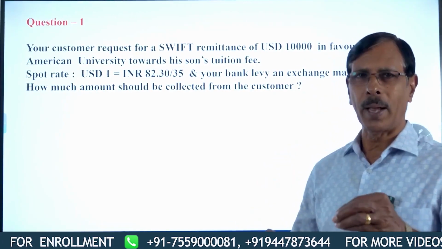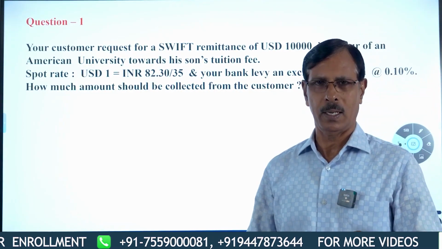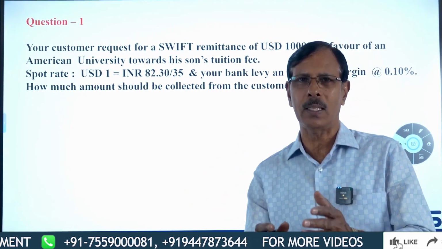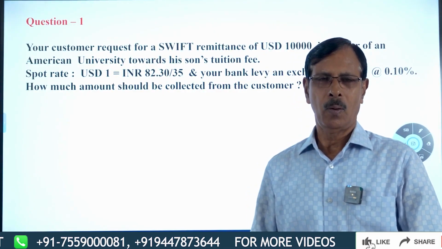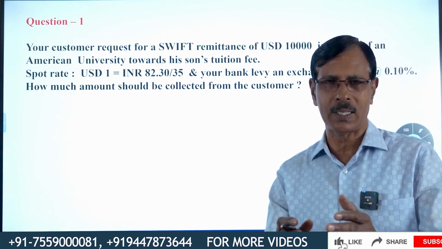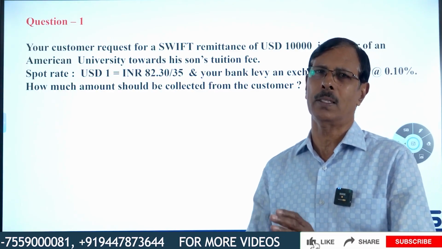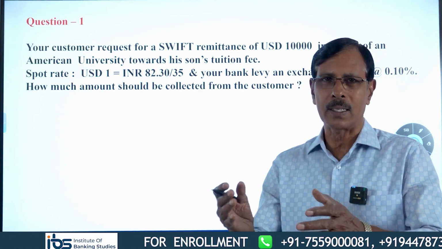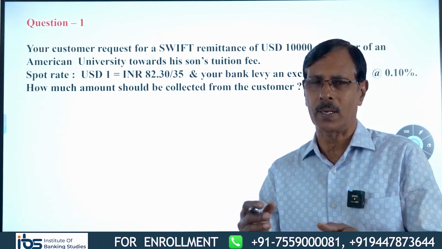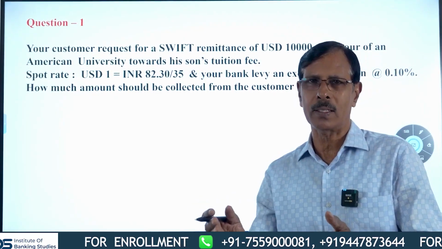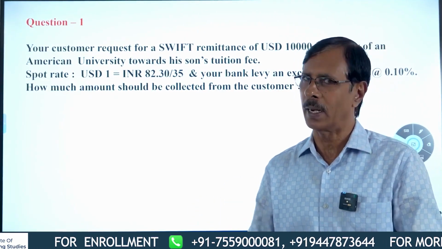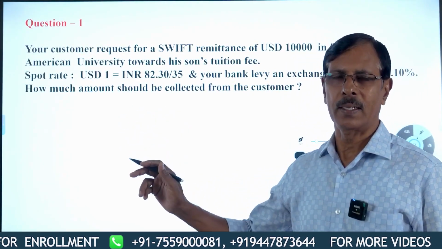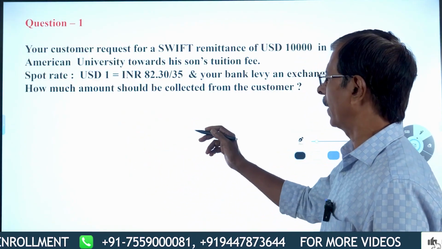So here, what is the bank going to do? The customer is requesting, give me 10,000 US dollar. That means the bank has to give 10,000 USD to the customer, or I can say the bank has to sell 10,000 USD to the customer. So the bank is doing a selling transaction because the bank is giving away foreign currency. If the bank is receiving foreign currency and giving Indian rupee, it is a buying transaction. If the bank is giving foreign currency and collecting Indian rupee, it is a selling transaction. So no doubt this is a selling transaction, and since it's a selling transaction, you have to apply the selling rate.